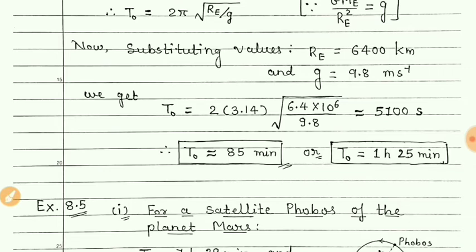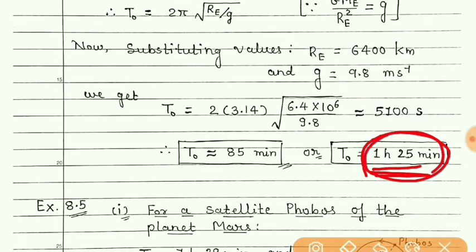So students, just imagine the speed of that satellite, because it completes one revolution around the earth in 1 hour and 25 minutes. So it is having a very high speed. Definitely this is an imaginary concept.